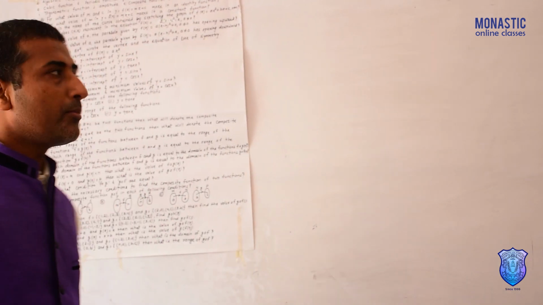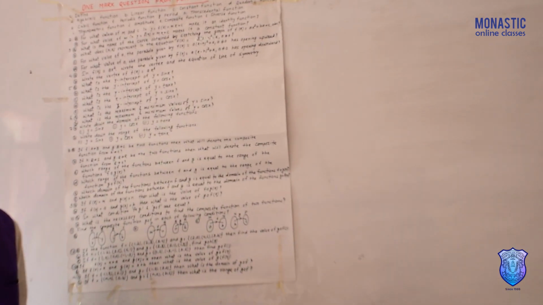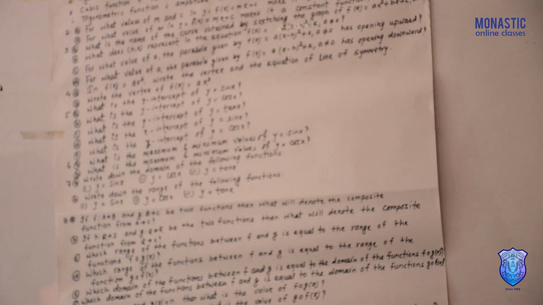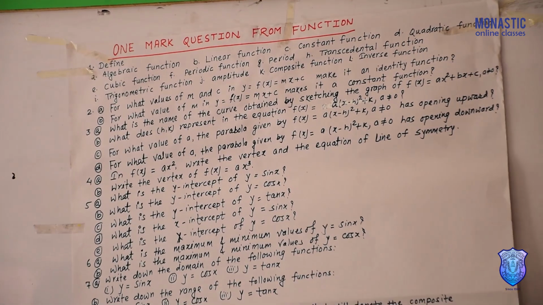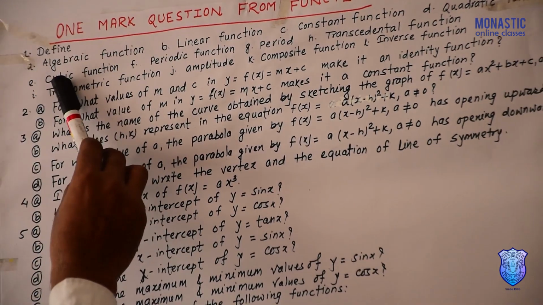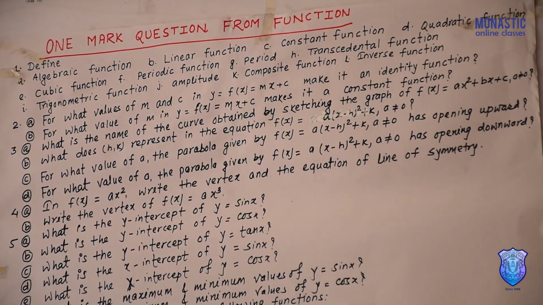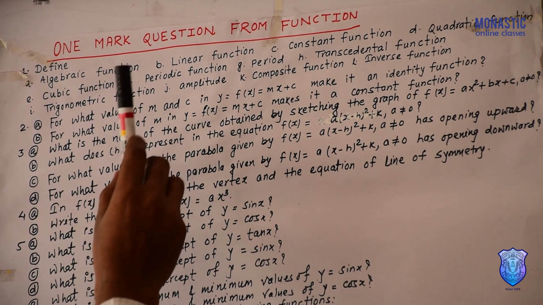We will continue in the OPT function chapter. Earlier we talked about the numerical part, and the theoretical part was completed. Now further we have to go and do the 1 mark questions. In 1 mark questions, generally a definition is asked. We have written all the definitions earlier. So in 1 mark questions, these are the terms which you have to define.